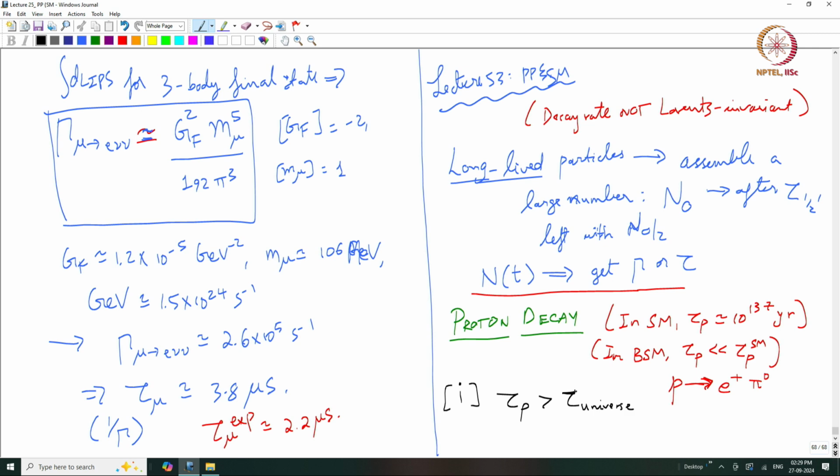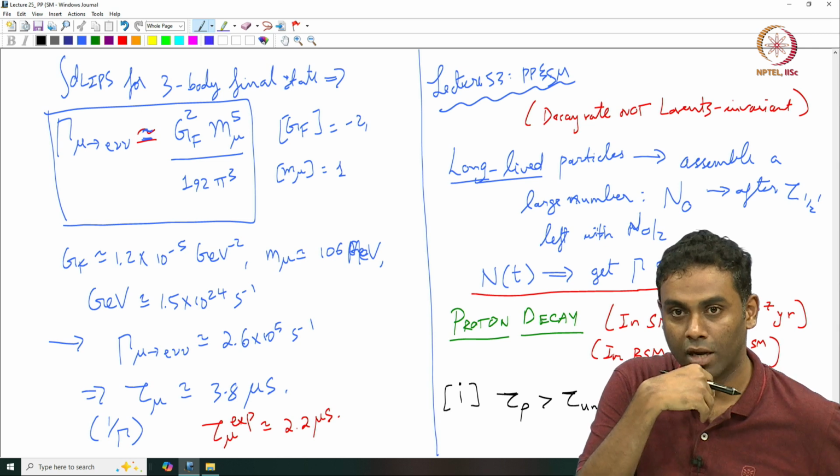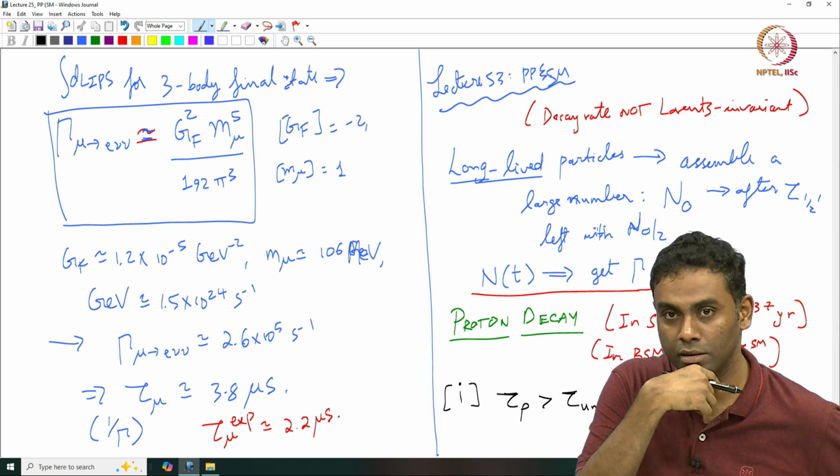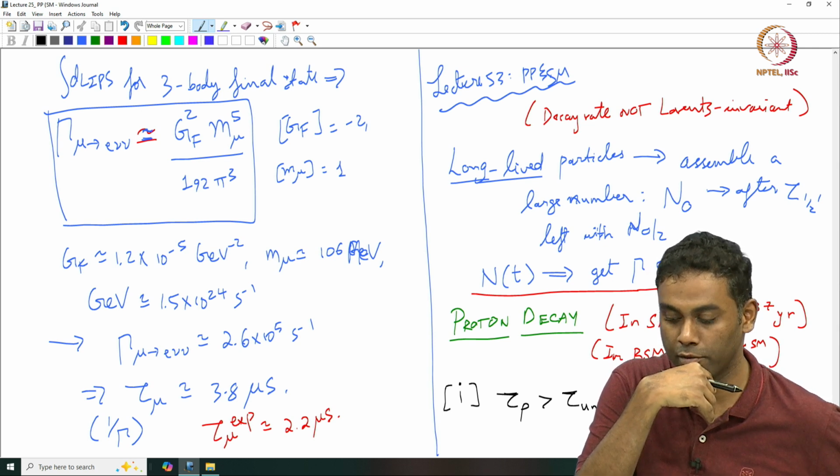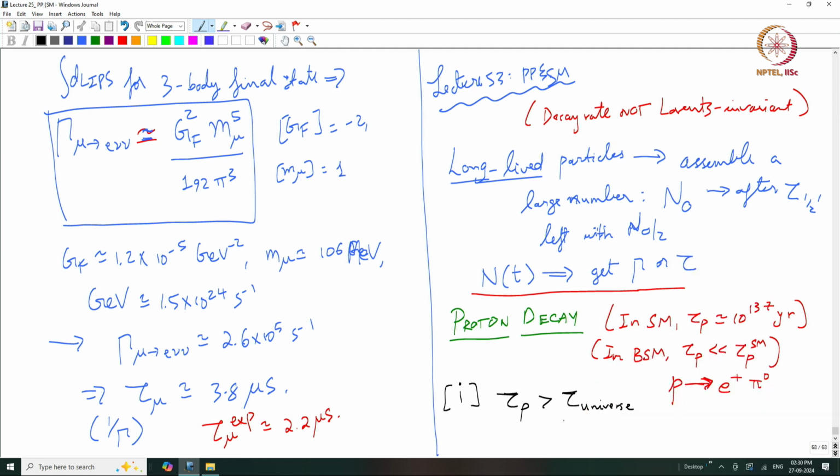We know that protons have been around since the beginning, at least since Big Bang nucleosynthesis, which is in the first few seconds of the universe. And protons have been around until now. So, clearly it should be at least greater than the lifetime of the universe. And what is that? It is basically 13.7 billion years. Okay, I am just going to write it as 10 power 10 years.